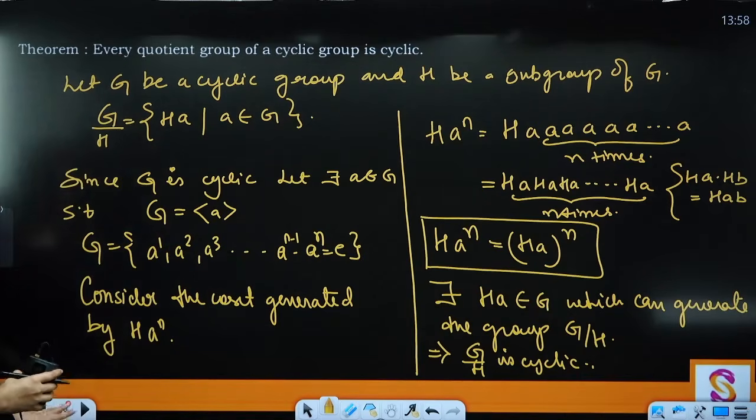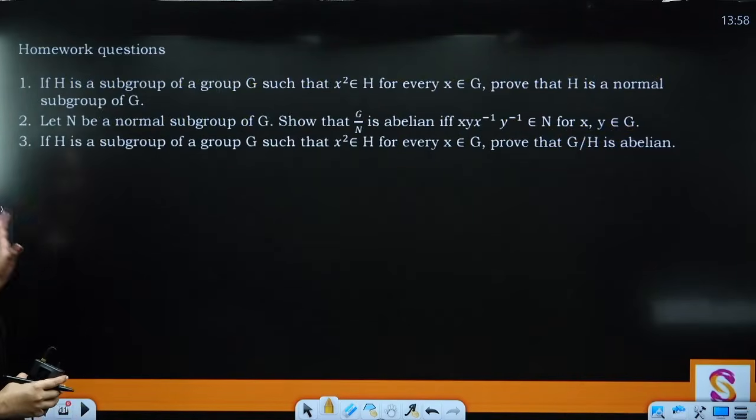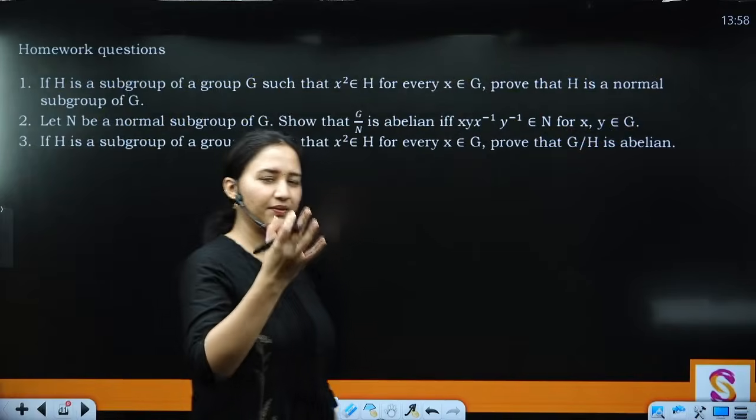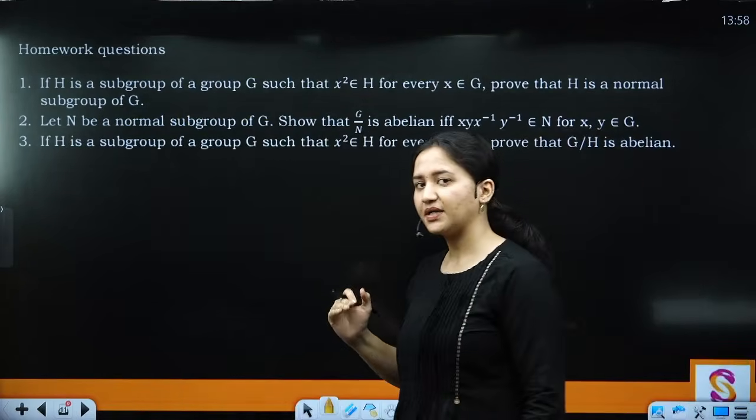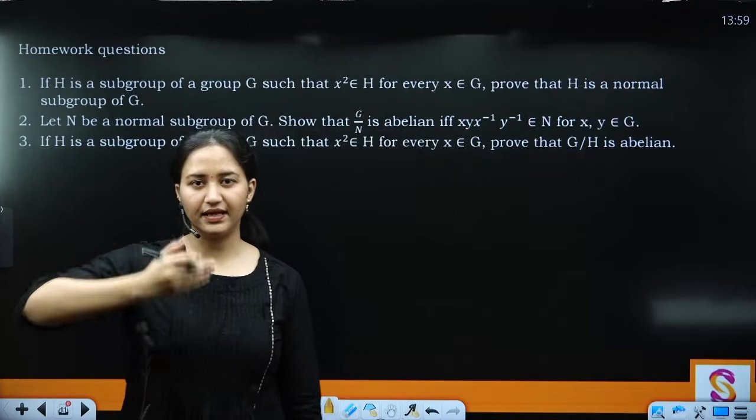Okay, moving on, I guess. So now, in all the questions we have done so far in the normal subgroup part, you have seen how to evaluate things, right?